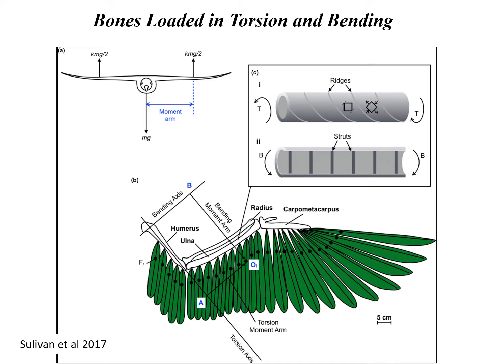Now notice in panel C an illustration of the ulna, and it's a hollow bone. Rather counterintuitively, hollow bones are much stronger when loaded in bending and in torsion than solid bones composed of exactly the same amount of material.